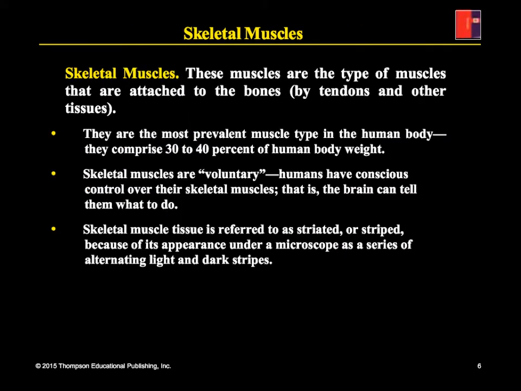Skeletal muscles are the type of muscles that are attached to bones. They attach to bones by tendons. So remember, tendons attach muscle to bone. They are the most prevalent type of muscle in the human body. About 30 to 40% of our body weight is muscle, so the more muscle you have in your body, the more you're going to weigh.